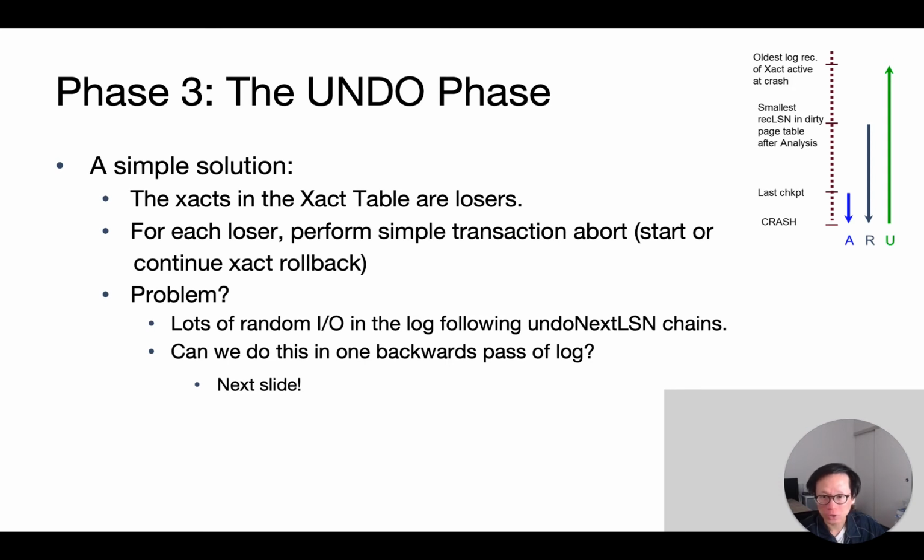So, for each loser transaction, we could do the abort we learned on the previous slides, and that would absolutely work as our undo phase. The only problem with this is that it might be a little inefficient because we are going to bounce through the log transaction by transaction. And that's a lot of random IOs, following those undo next LSN chains one transaction at a time. So let's see if we can just do one single backward pass of the entire log to undo all of the loser transactions. And that's what the next slide is going to do.